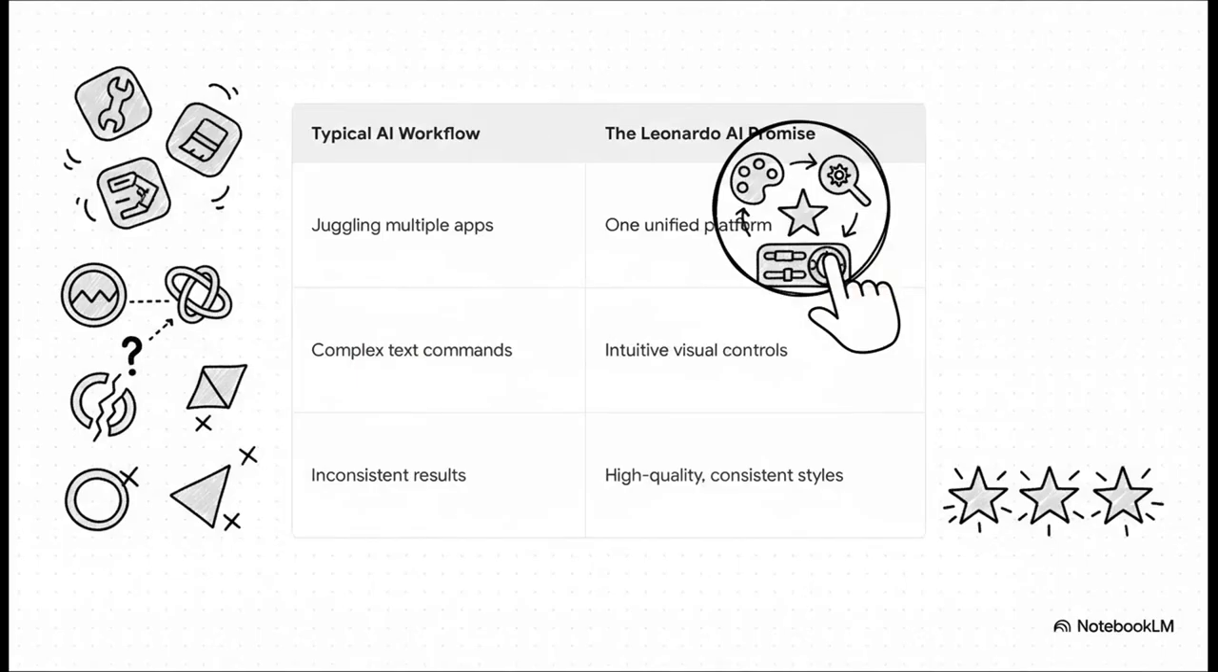And this right here perfectly shows the difference. On one side, you have that messy workflow of juggling apps, but on the other, you have the Leonardo AI promise. Everything under one roof. It swaps out those complicated text commands for intuitive visual controls, all while aiming for really high-quality, consistent styles every single time. This is a pretty fundamental shift in how you can create.